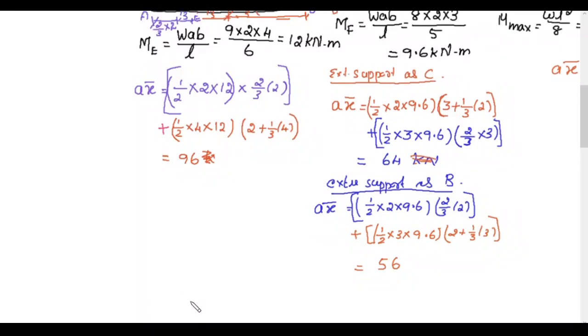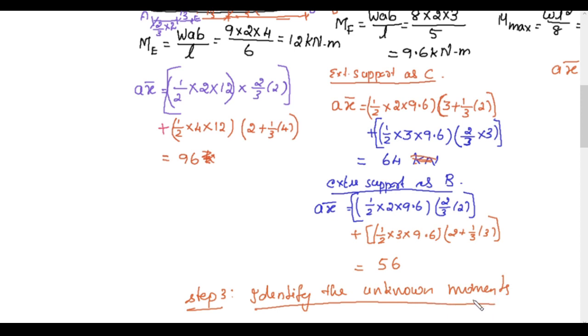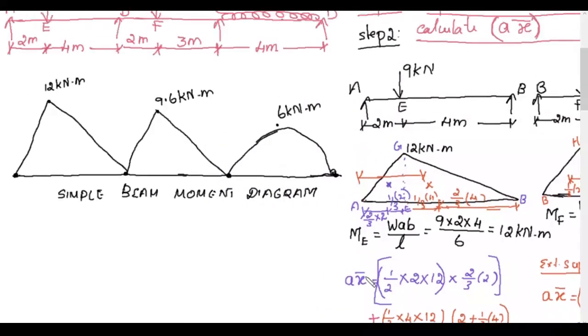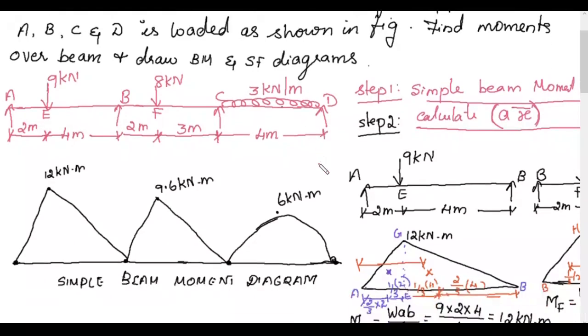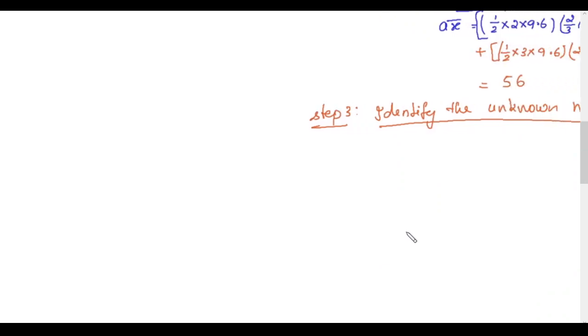Step 3, identify the unknown moments. So, now come to the diagram. A and D are extreme supports, so the extreme supports are simply supported. So, moment at A will be equal to 0, moment at D will be equal to 0. Since B and C are intermediate supports, moments are not equal to 0. That means our unknown moments are moment at B and moment at C.